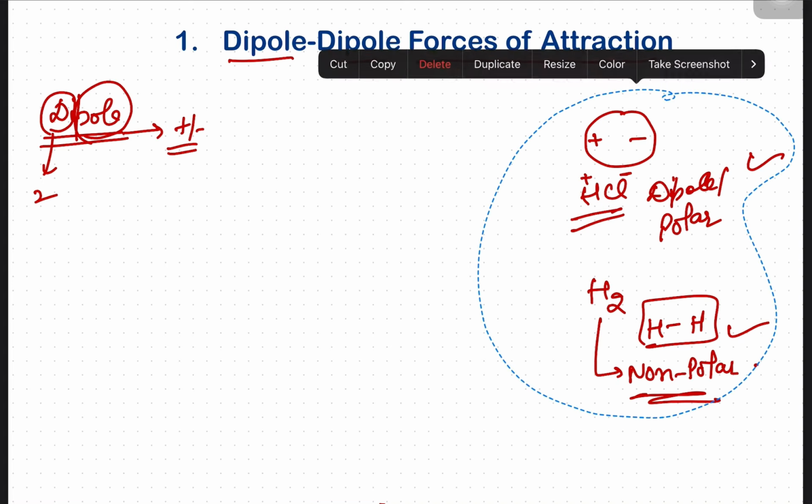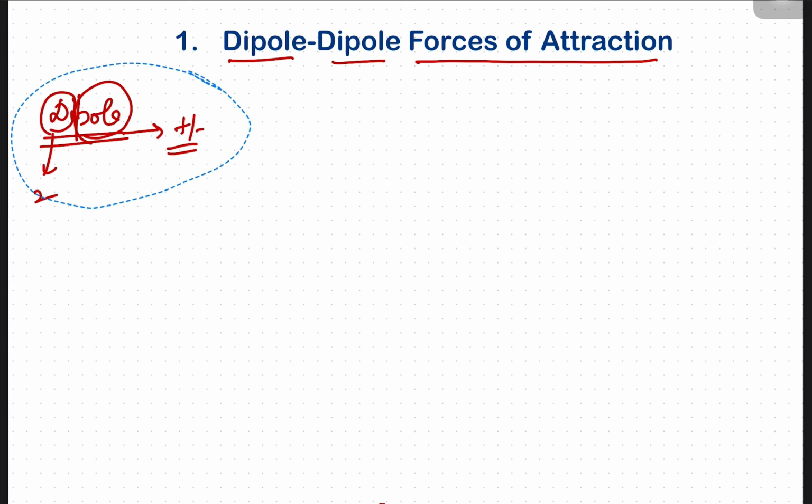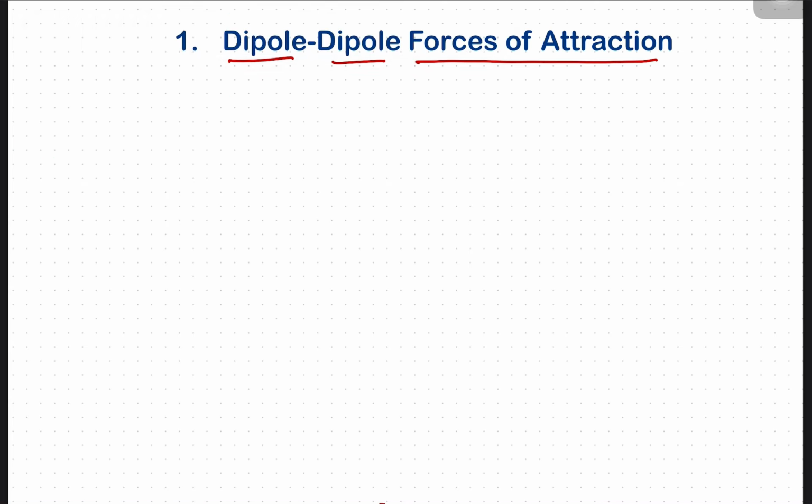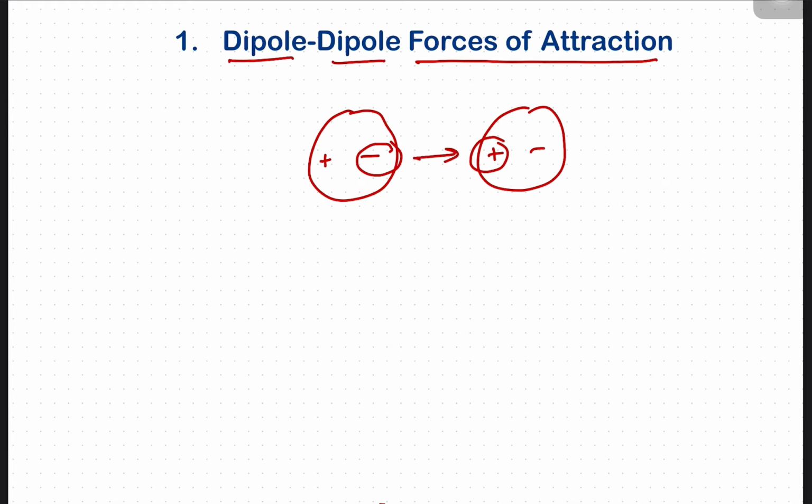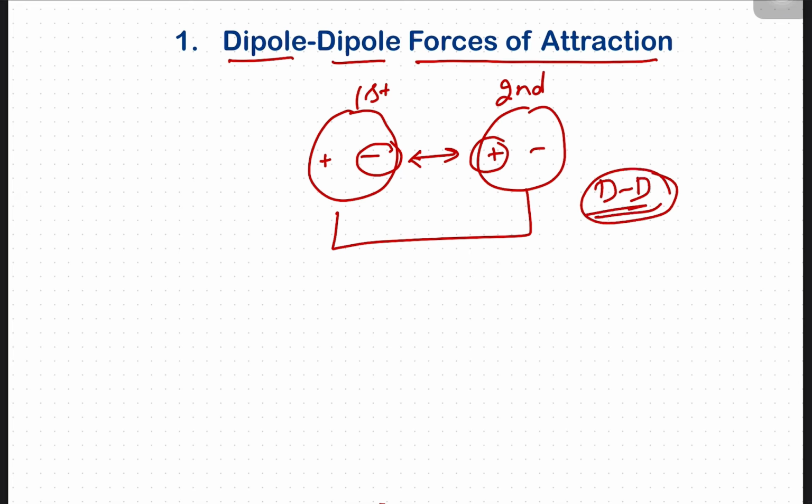So now we'll start with dipole-dipole forces of attraction. As the name indicates, there is one dipole. See, this is a dipole and this is the other dipole. Now the positive charge and the negative charge will attract each other. The forces of attraction existing between this first dipole and the second dipole are known as dipole-dipole forces of attraction. The main point to note is that it exists between two polar molecules.